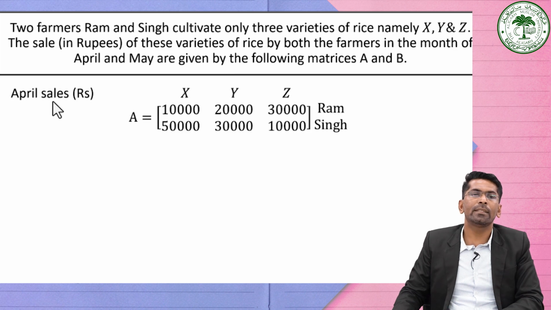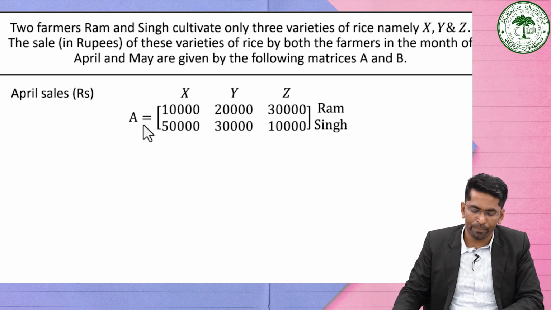Here, the sale of April is given by matrix A in terms of 3 varieties of rice. What are the varieties? X, Y, Z. These are the 3 varieties of rice produced by Ram and Singh. So here it is 10,000, 20,000, 30,000, 50,000, 30,000 and 10,000. These are the various elements of the given matrix A.